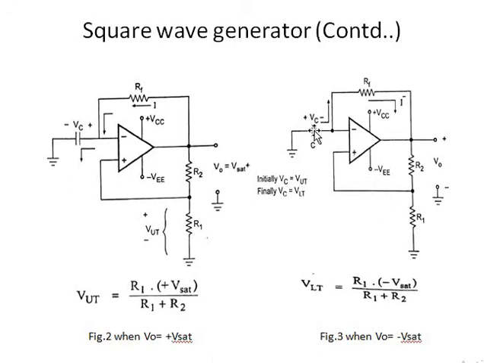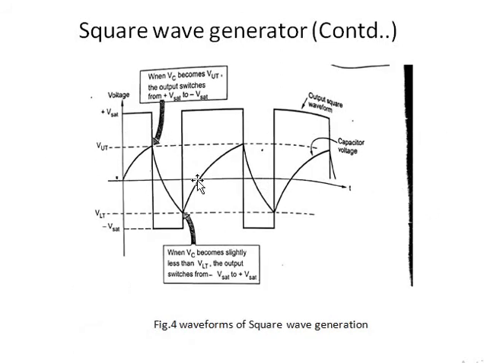Okay, so when this capacitor voltage becomes equal to lower threshold value, or when it becomes less than this lower threshold value, what will happen? The output will switch to its next stable state. That is, output will switch back to positive V saturation. Why is it so? Because when the input to the inverting terminal becomes less than input to the non-inverting terminal, then the output will switch back to positive V saturation. Okay, it is given by this waveform.